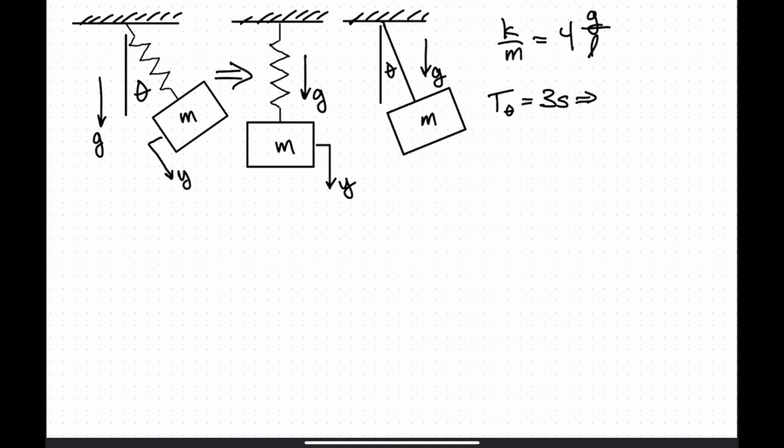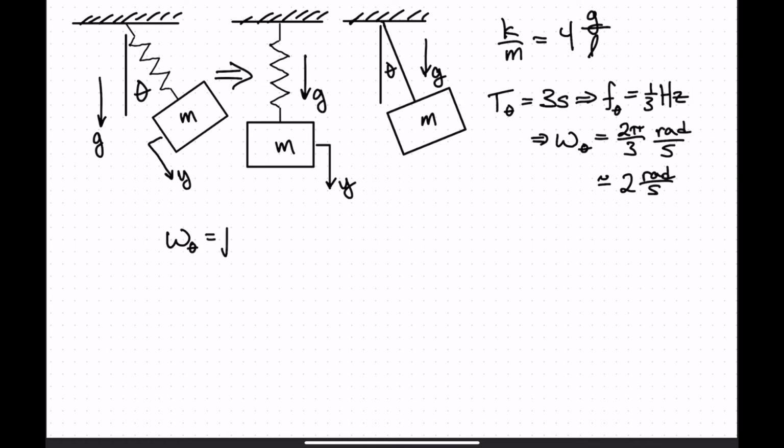That gives us a linear frequency, f theta, equals 1/3 hertz, and that gives us an angular frequency, omega theta, equals 2 pi all over 3 radians per second. And we use an approximation as just 2 radians per second, as pi is very close to 3. That frequency equals square root of g over L. So we know that if we square both sides, we get 4 equals g over L, or L is to be g over 4. And if g is roughly 10, then that's 5/2, or 2.5 meters.